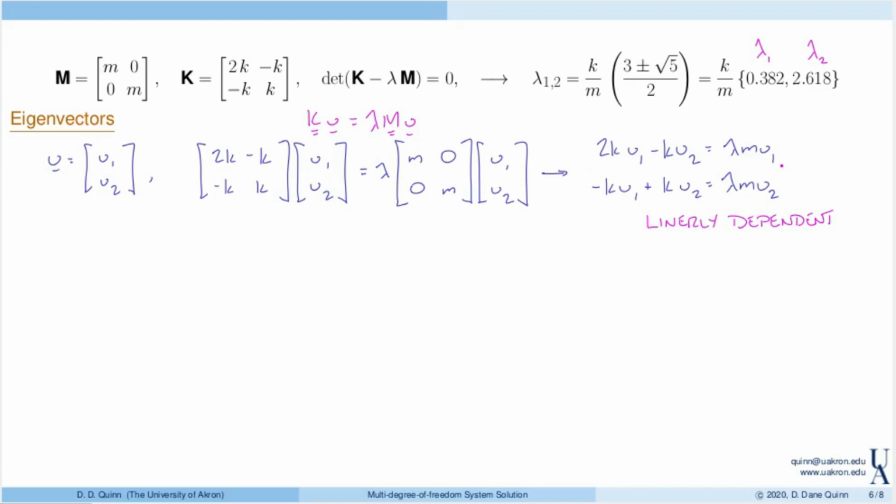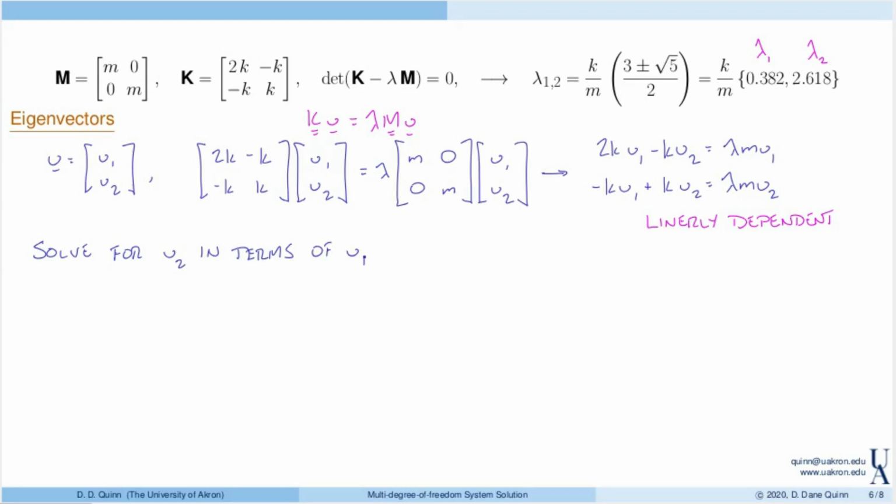So effectively I just have one equation here, but two unknowns. So I can't solve uniquely. I have too many unknowns. What I can do is solve for one of the unknowns in terms of the other. So what we'll do here is solve for u2 in terms of u1.